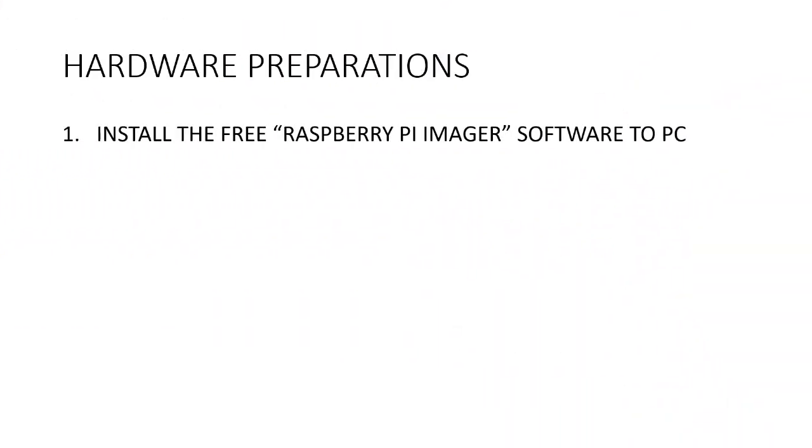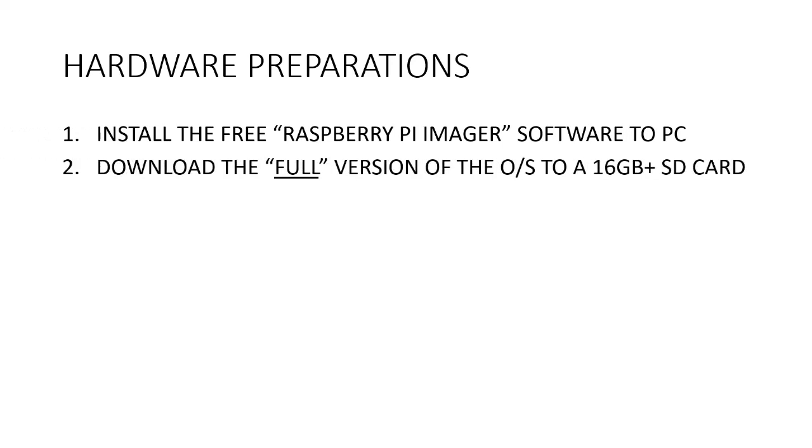Let's get the hardware set up. First thing you want to do is install the free Raspberry Pi Imager software onto your PC. The next step is to download the full version of the operating system to a 16 gigabyte or larger microSD card. You want the full version because that includes Node-RED and a lot of other software, and it's quite a lovely suite of tools that you get.